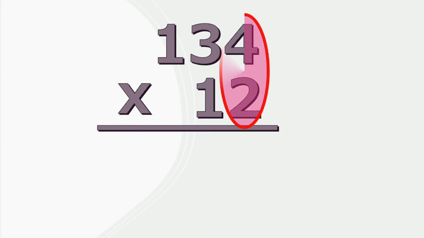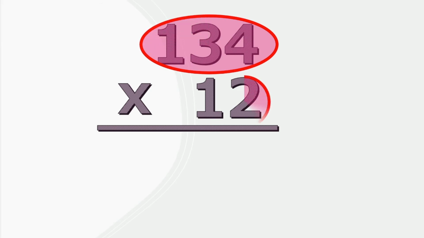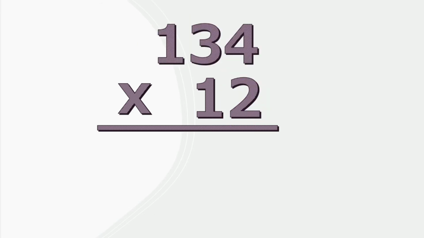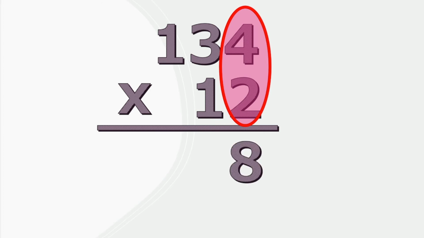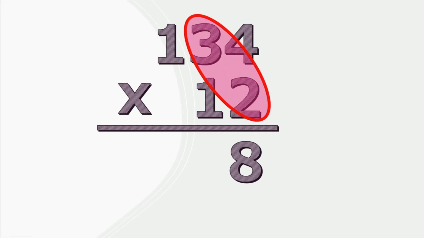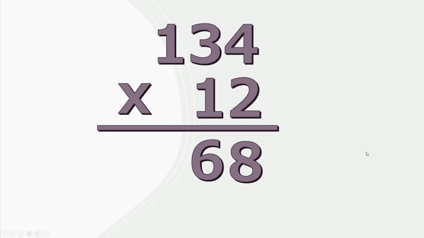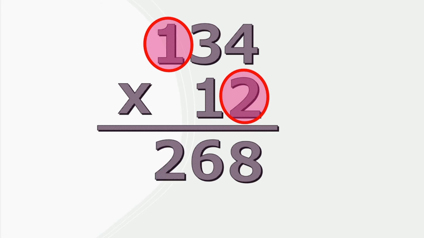In multiplying 3-digit by 2-digit numbers, the ones digit should be aligned, and also the tens digit. Next step is multiply 134 and 2. Multiply first 4 and 2. So 4 times 2 is 8. Next, you multiply 3 and 2. So 3 times 2 is 6. Then you multiply 1 times 2. That will give you 2 as an answer.